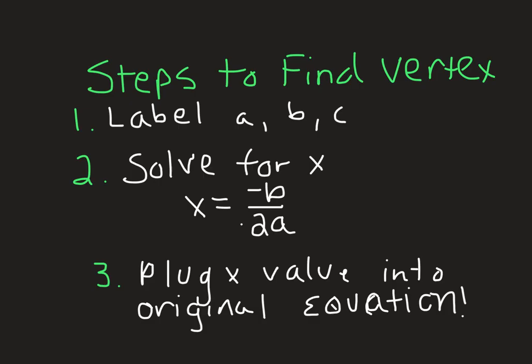To find the vertex of the parabola, follow these steps. 1. Label A, B, and C from the standard form of the equation. Once you know what A, B, and C are, move to step 2. Step 2, solve for x. Plug in the values of B and A into the equation. X is equal to negative B divided by 2 times A. Once you have the value of x, move on to step 3. Step 3, plug the x value into the original equation.